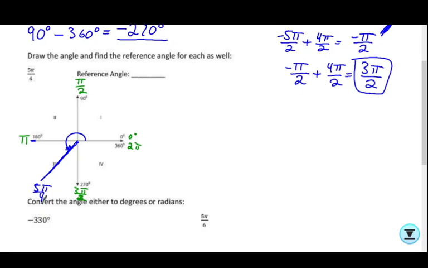Now, my reference angle that I'm trying to find is this angle right here, this distance from my angle to my x-axis. And we normally say that's theta prime. So how far away is this angle 5 pi over 4 to pi? Well, pi is the same thing as 4 pi over 4. So how much farther do I go to get from 4 pi over 4 to 5 pi over 4? Well, this is pi over 4. So my reference angle is pi over 4. And again, we're doing the same thing we did with degrees, but we're just doing it this time with radians.